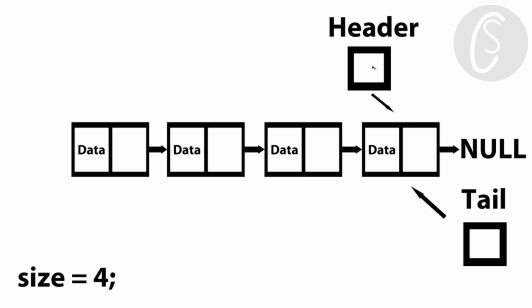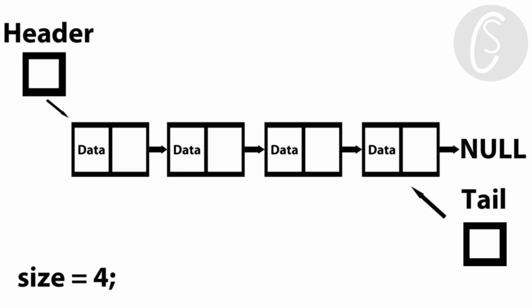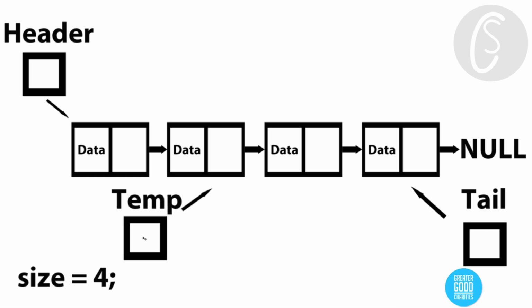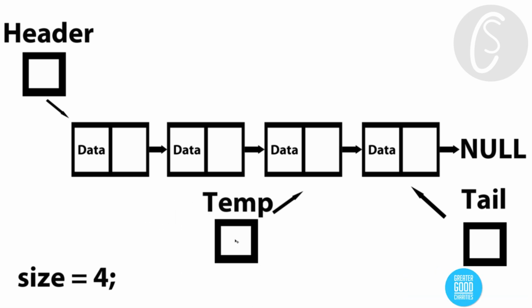But what's wrong with this approach? Well, I just messed up my header because header is no longer pointing to the first node. It's pointing to the last node. So we can't do that. Instead, what we can do is create a temporary pointer that points to what header is pointing to. Now from here, I could use temp to iterate through our linked list. So I could print out the data, advance to the second node. Print out the data, advance to the third node, and so on. And you can see that our header pointer is still pointing to the first node.